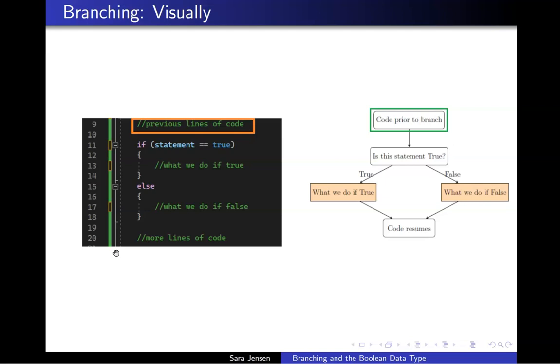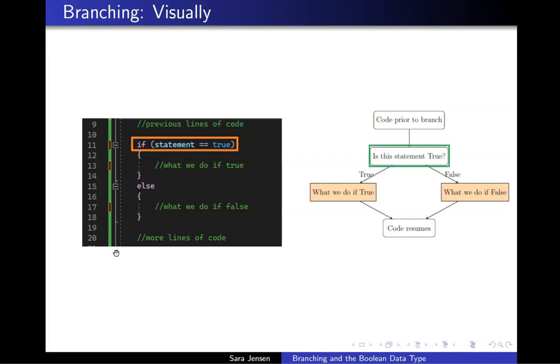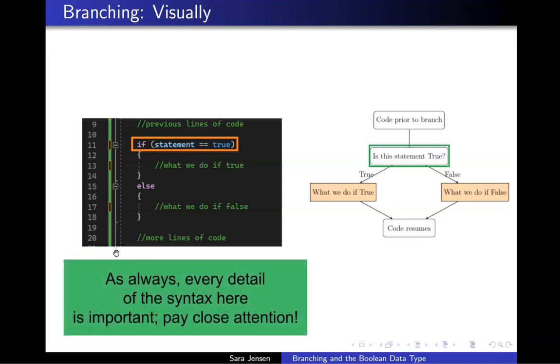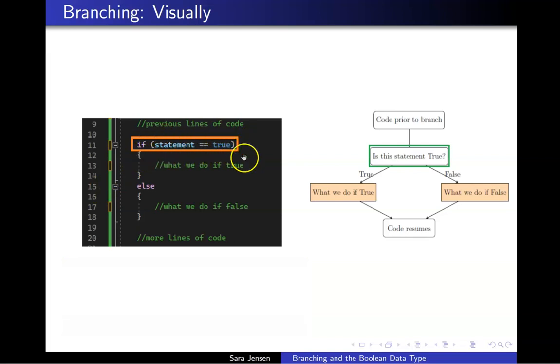We have some sort of statement, and we ask, is this statement true? And the syntax for that is shown on line 11 over here. We're going to be using the word if, we're going to need some parentheses, and we're going to have something that we are checking within those parentheses. Is this statement true? A really keen eye will notice that there are double equal signs here, and that is important and will be discussed later.